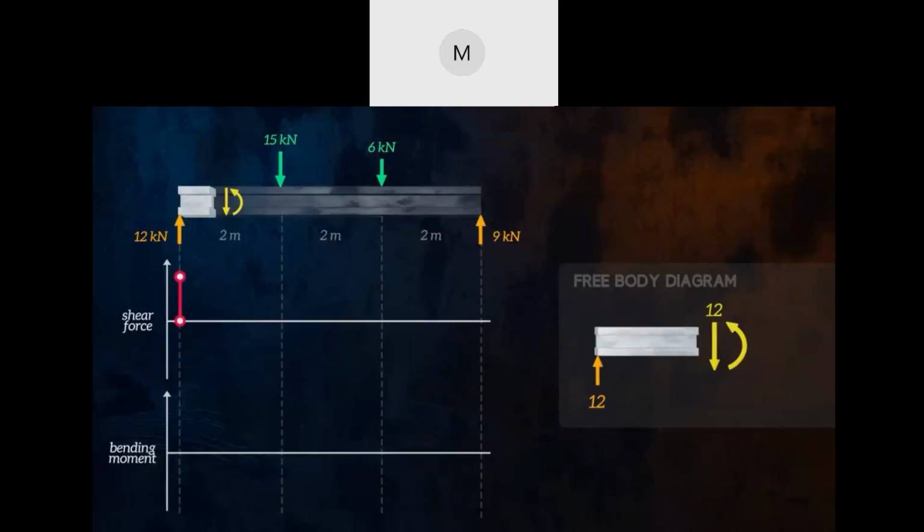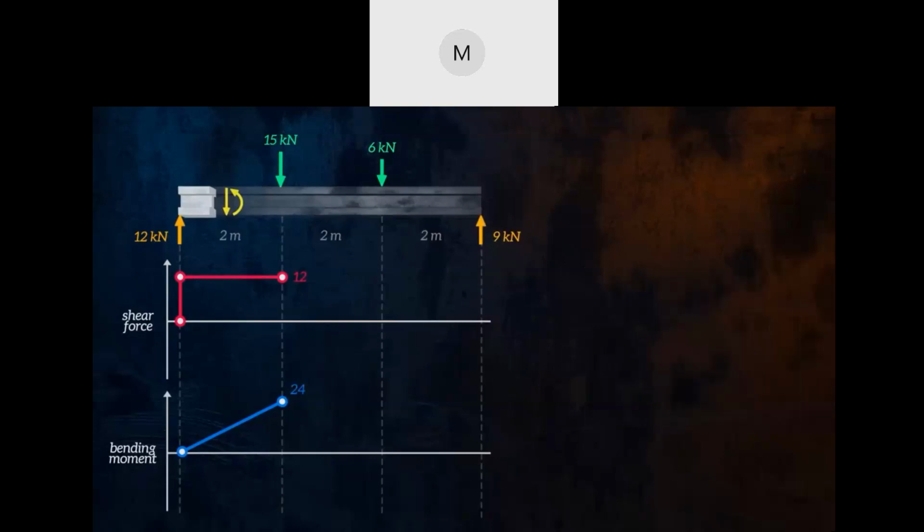The shear force will be constant until we reach the next applied force. The bending moment must be equal to the 12 kilonewton reaction force multiplied by the distance x to the reaction force. This gives us the equation for a straight line, which we can draw on our bending moment diagram.